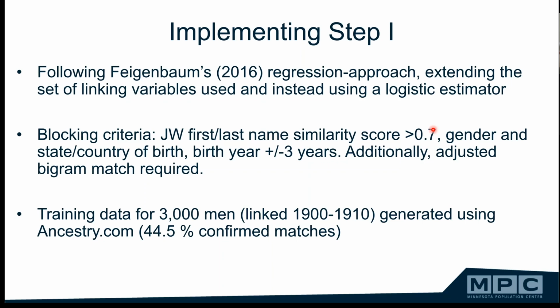Okay, so we're using blocking criteria, very standard: Jaro-Winkler, gender, state and country of birth, birth year plus or minus 3 years. Additionally, we use something called an adjusted bigram, and I'm not going to go into what that technically means, so if you're interested, do go ahead and read the paper. We use a pretty modest training data set of 3,000 men linked 1900 to 1910. We believe that we've generated this data very carefully using Ancestry.com, and we've obtained about 45% confirmed matches.